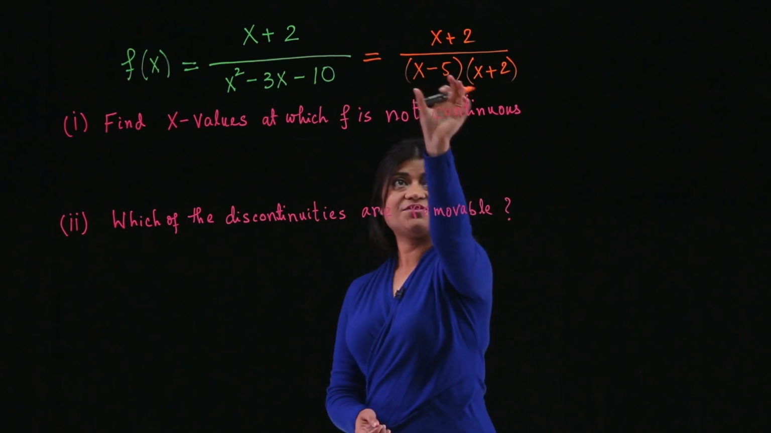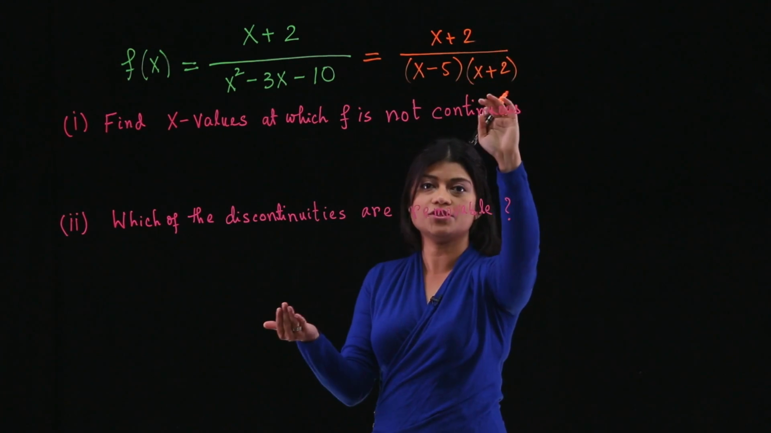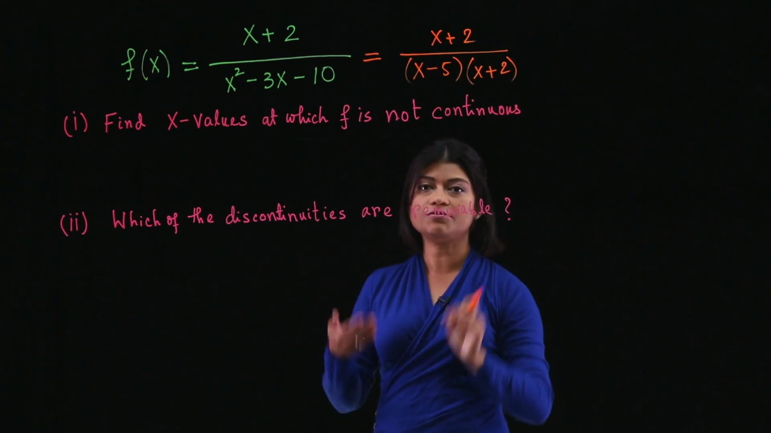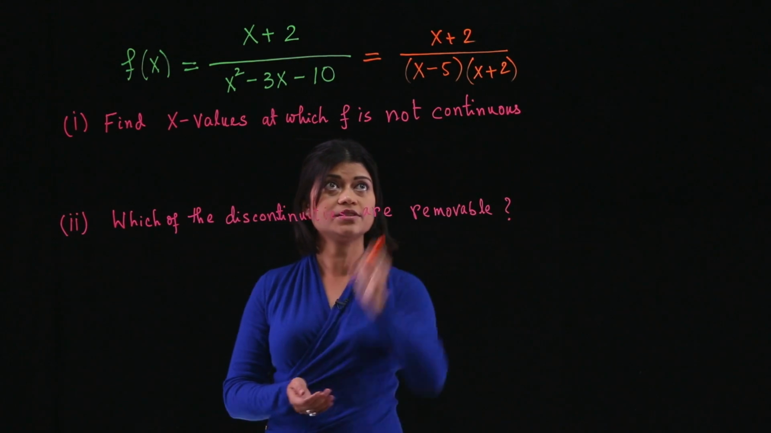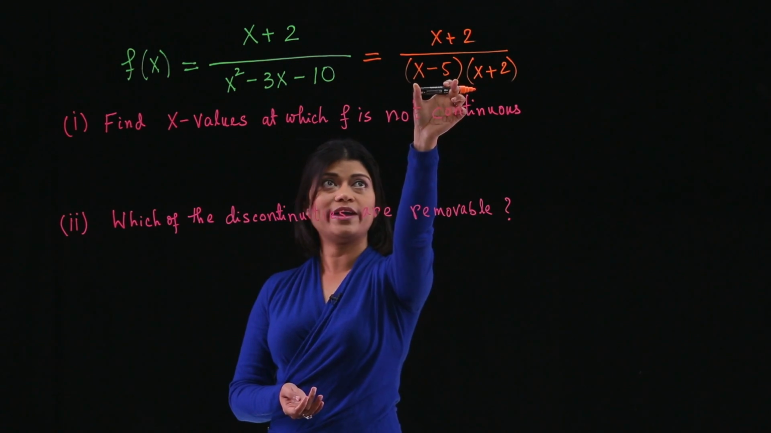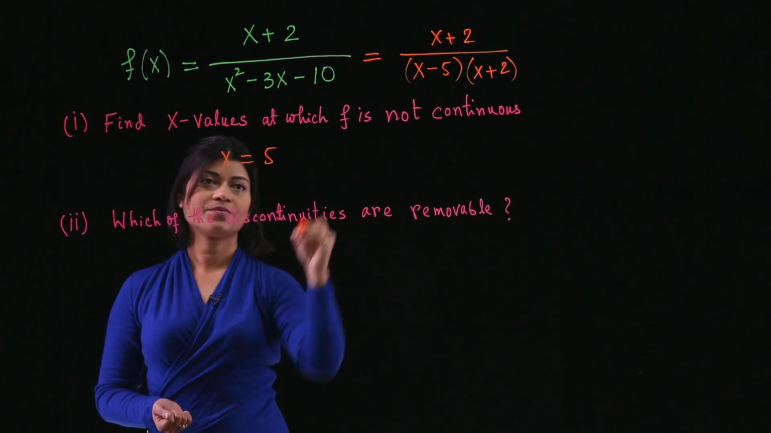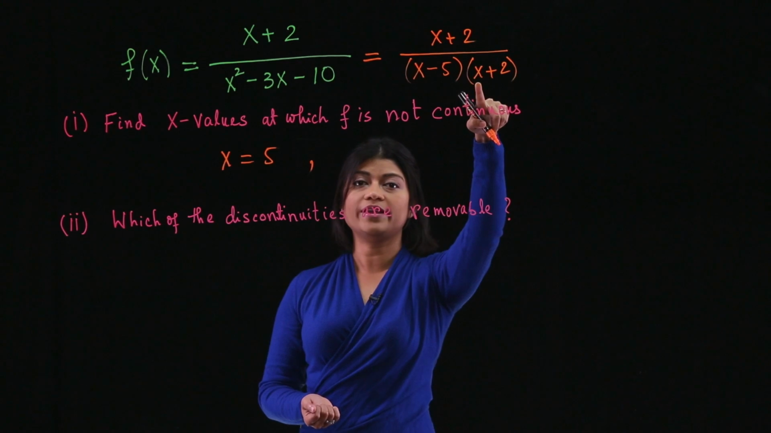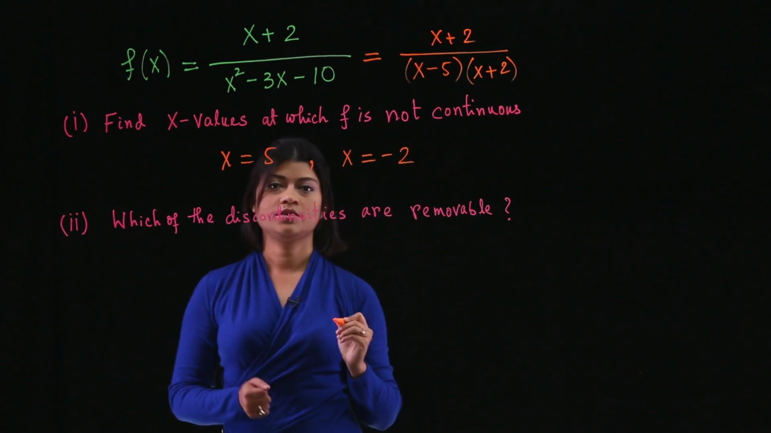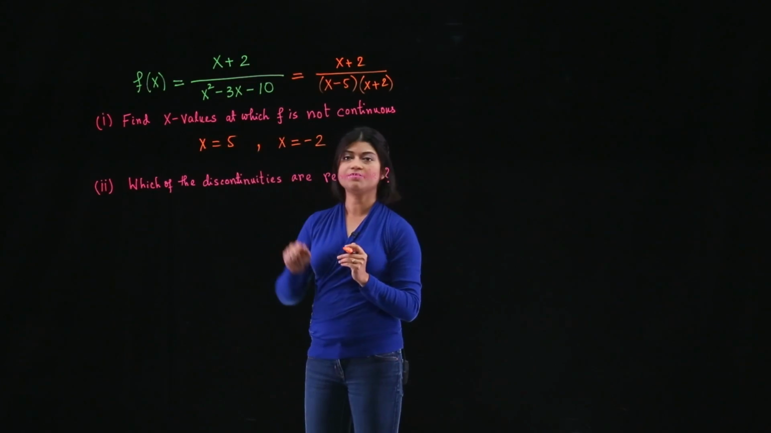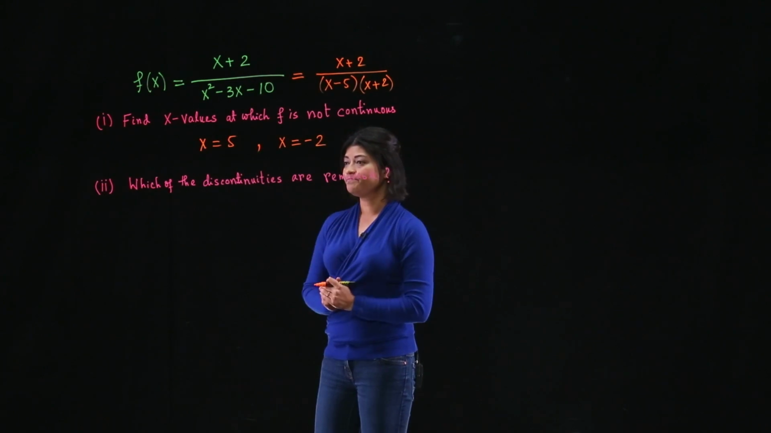Now, each factor in the denominator, when it is equal to 0, you have a 0 in the denominator. So each factor will give you a discontinuity. So what are the x values where the function is not continuous? First value is when x minus 5 is equal to 0, which means x is equal to 5. And another value is when x plus 2 is equal to 0, which means x is equal to negative 2. So there are two x values where the function will have discontinuity. So that completes the first part.